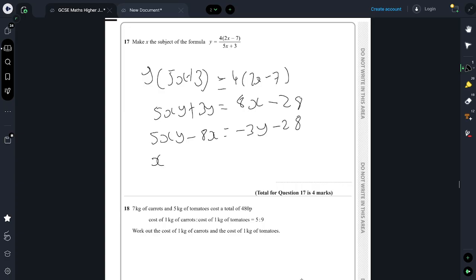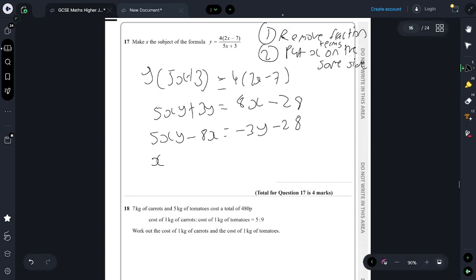The whole idea with these subject of the formula questions is to somehow get all the x terms on the same side. Obviously it's on the same side here, but it's a fraction. So the idea is to remove the fraction and then get x on the same side. Those are the two key strategies you need to aim for when rearranging. Put x terms on the same side. Once you do those two things, it should follow.